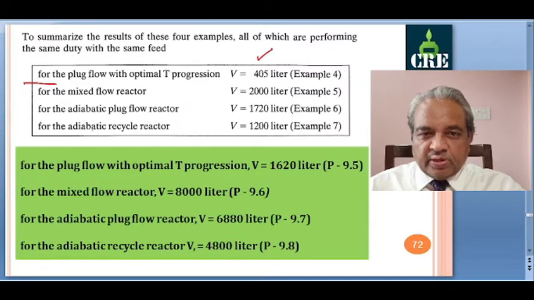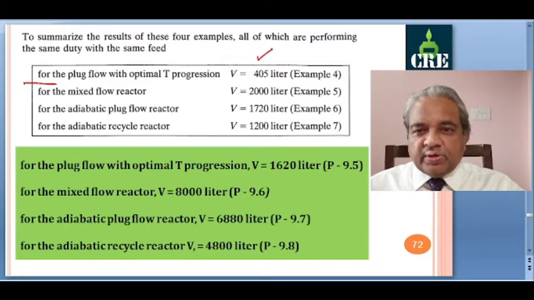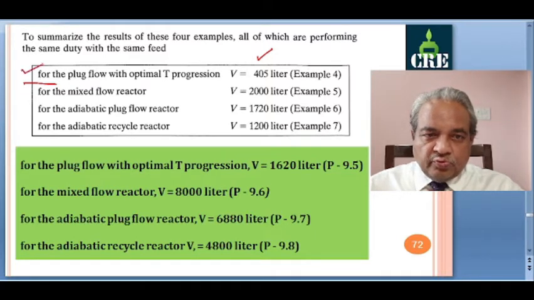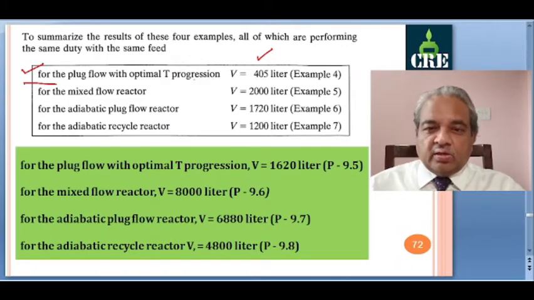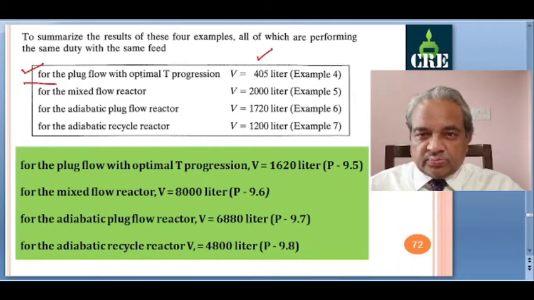Okay, so this is adiabatic plug flow. But if you go for plug flow with optimal temperature progression, it is only 405. So you can see the difference. So we will operate at optimal temperature progression, and you know the advantage of operating at optimal temperature progression. So this is to be found out and operated. So industrial reactors are always optimally designed and operated. So this is 405, which is the least one.